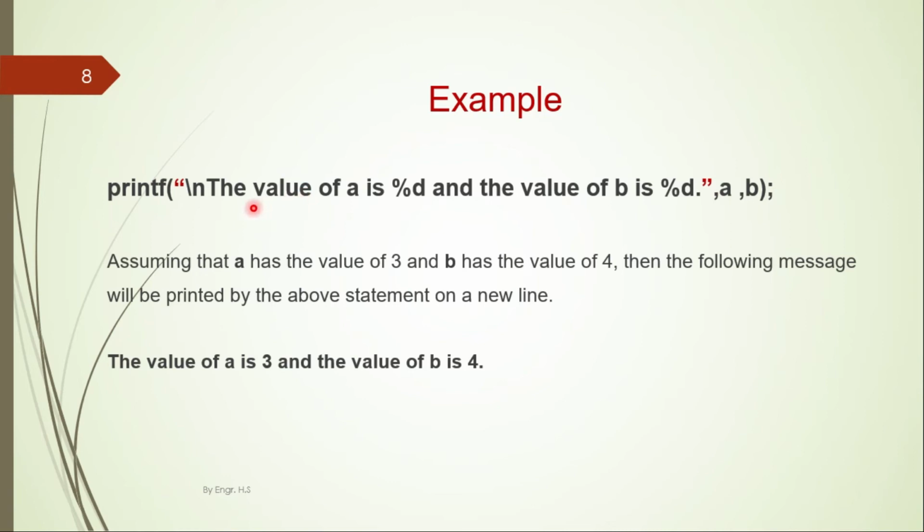Now you want to display the value of a and the value of b. So here we have a, b. These are the two variables which you will initialize in your code. Let's suppose a has the value 3 and b has the value 4. Then the following message will be printed by the above statement on a new line: the value of a is 3 and the value of b is 4. Now this is your printf function and this is your desired output.